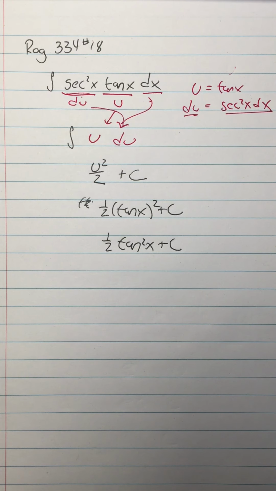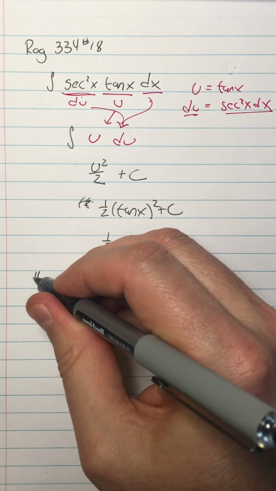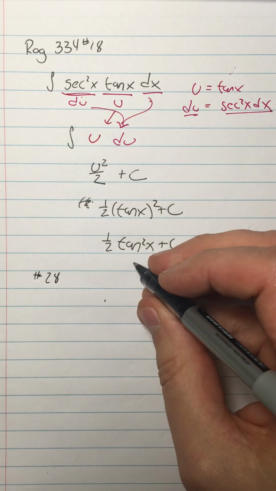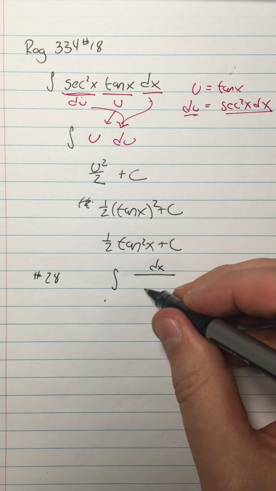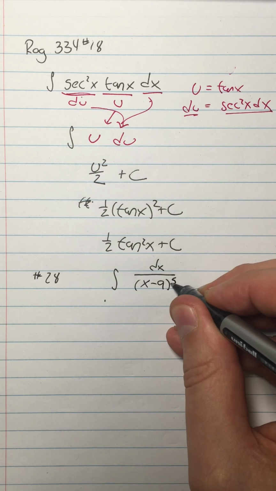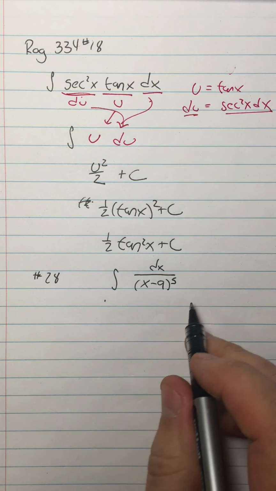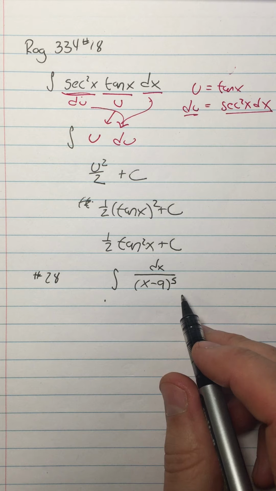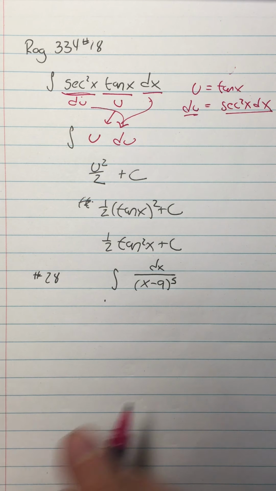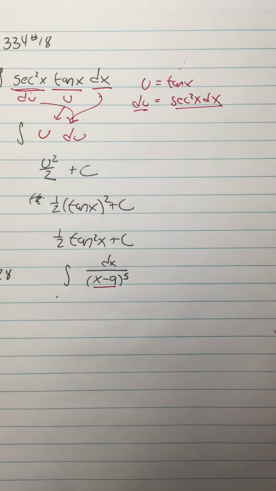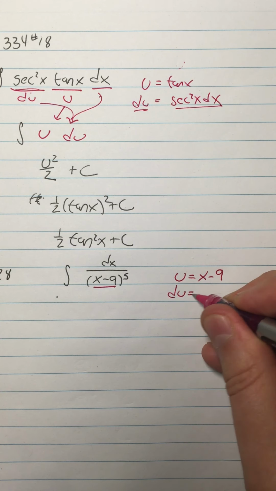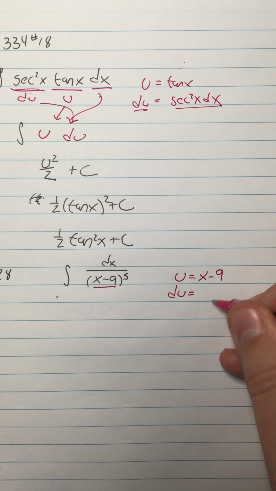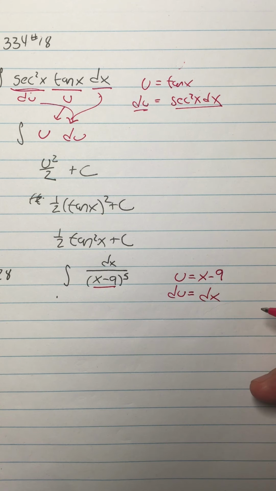All right, next up, I'm going to do number 28. Number 28, it says the integral of dx over x minus 9 to the 5th power. All right, so do I want to do this out to the 5th power? No, I don't. I want to make a substitution. What's my inside function? X minus 9. U equals x minus 9. Du equals 1 dx, so it's just dx.